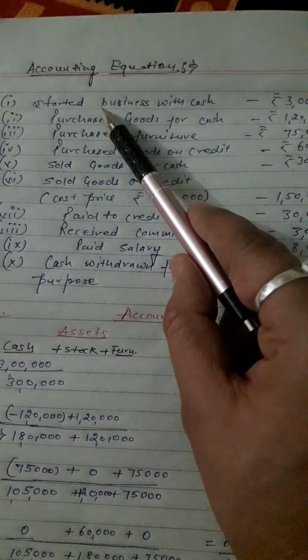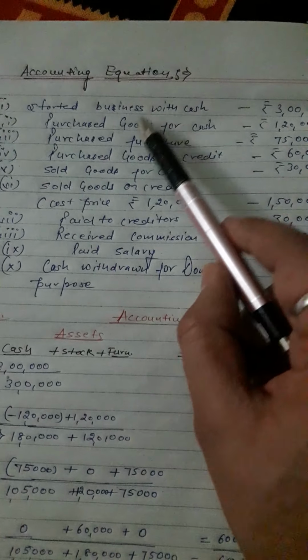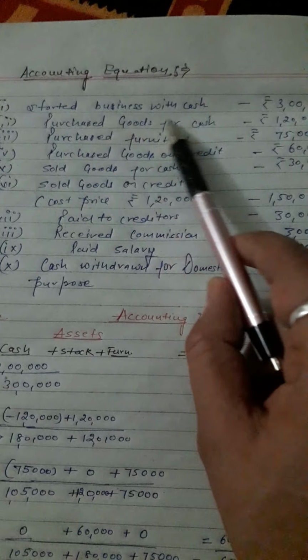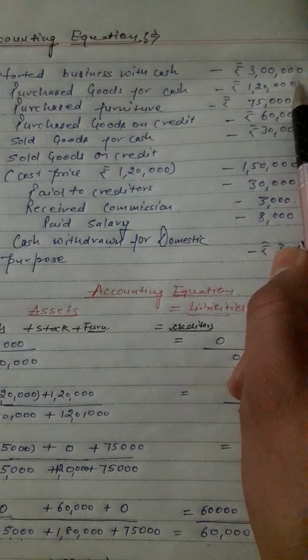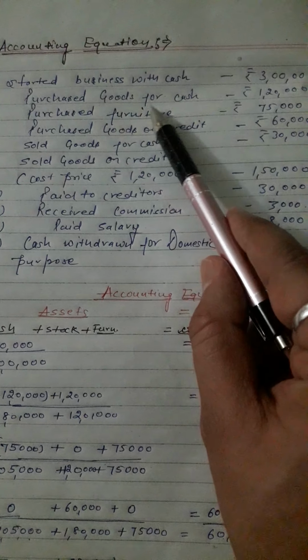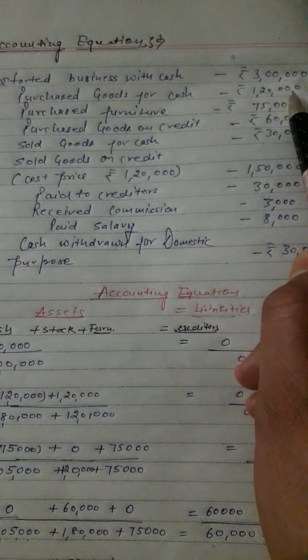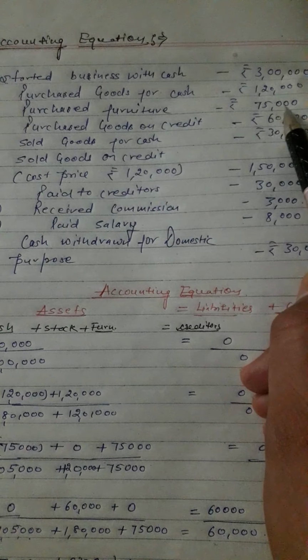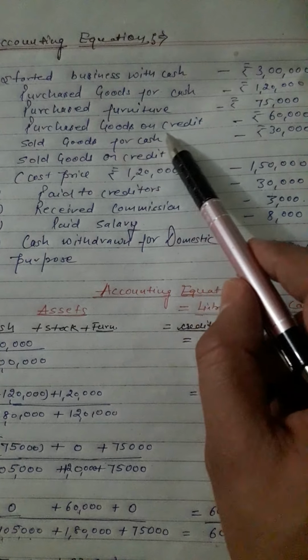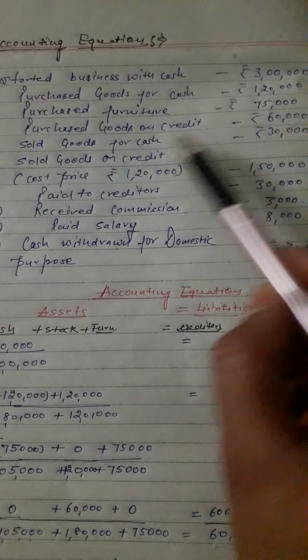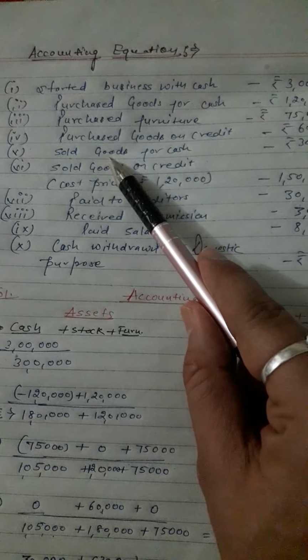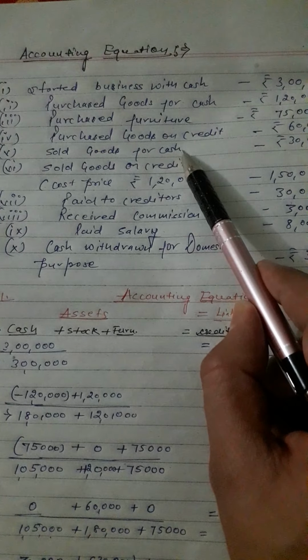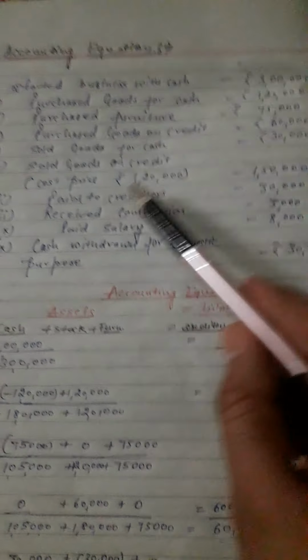The question is given. We have to prepare the accounting equation. So business started with cash, it's 3 lakh. Purchase goods for cash for rupees 1,20,000. Purchased furniture rupees 75,000. Purchase goods on credit rupees 60,000. Sold goods for cash rupees 30,000.